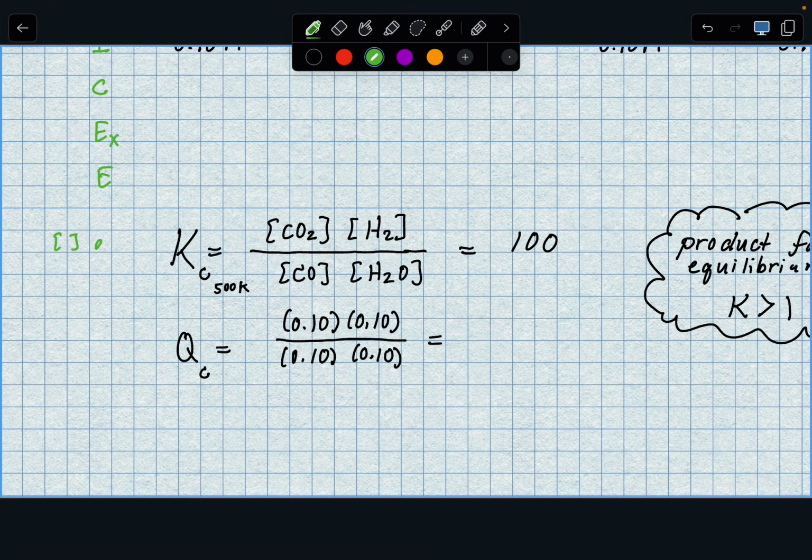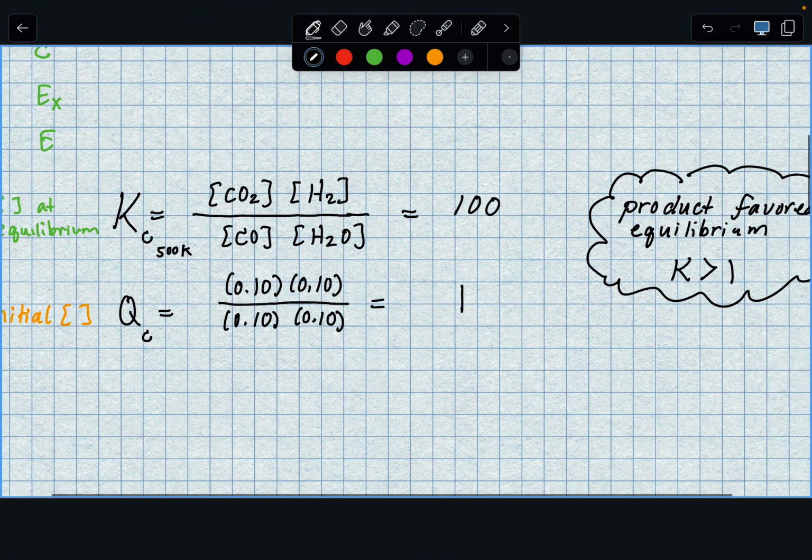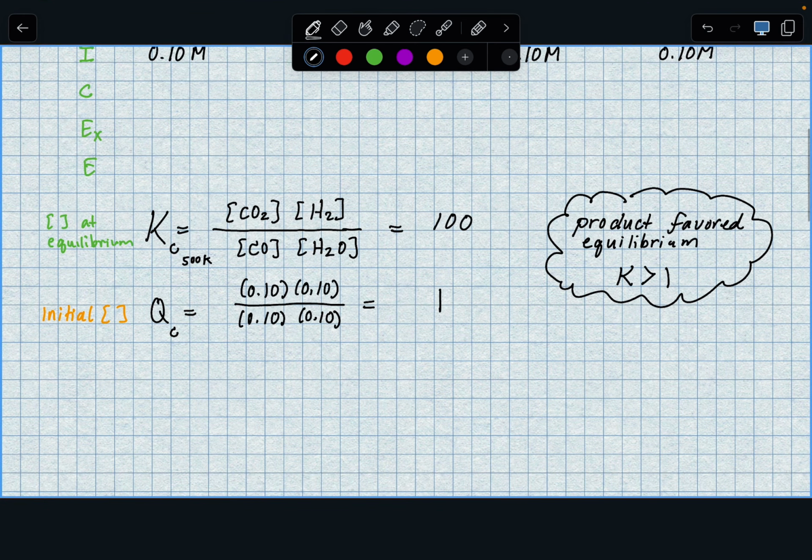So this is our equilibrium. Basically, these are the concentrations at equilibrium. And I'll just switch to a different color. And then these are just the initial concentrations. And we don't know if we're at equilibrium. And in fact, we know we're not because this is just going to equal 1.